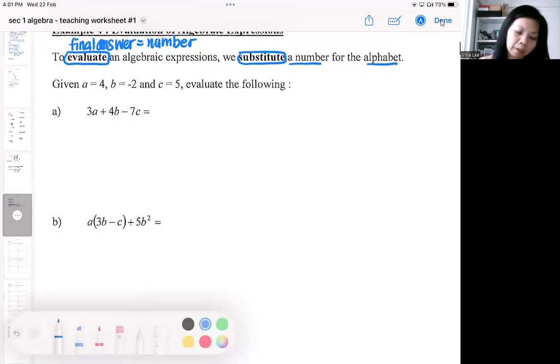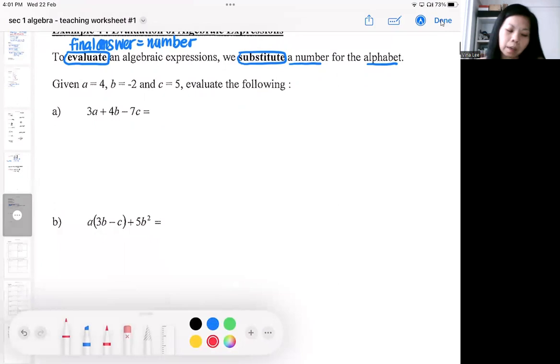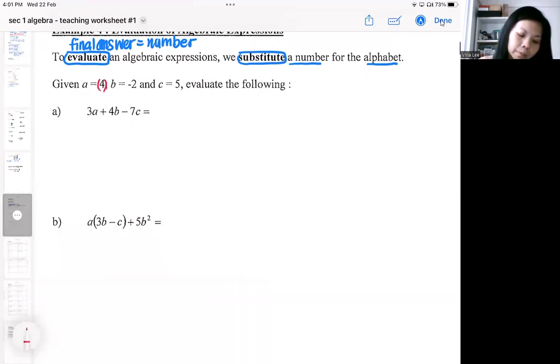Usually my advice to you will be, when they say that A is 4, put a bracket. B is -2, put a bracket. C is 5, put a bracket. Because when you input the algebra, 3A plus 4B minus 7C, you're going to put it with brackets. So 3A means 3 times A, then I will just put a bracket. 4B means 4 times B, but I will just put a bracket. 7C is 7 times C, I will just put a bracket.